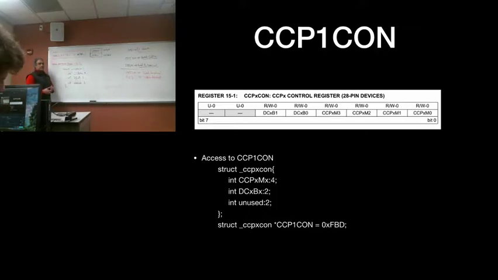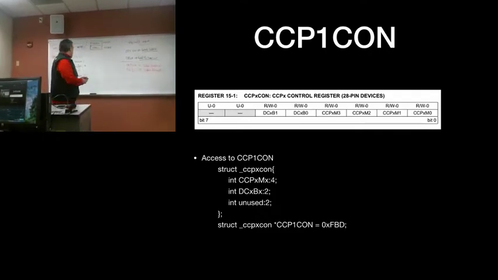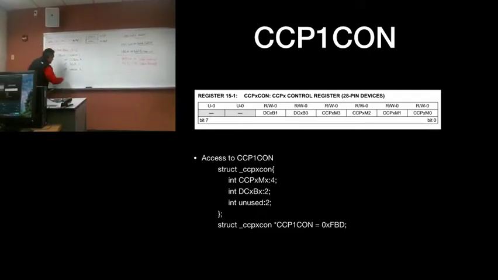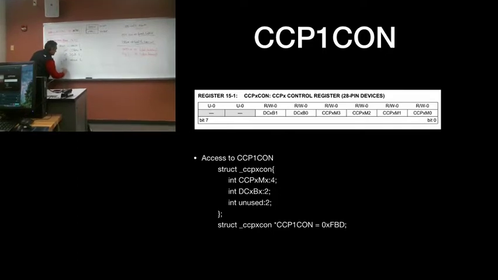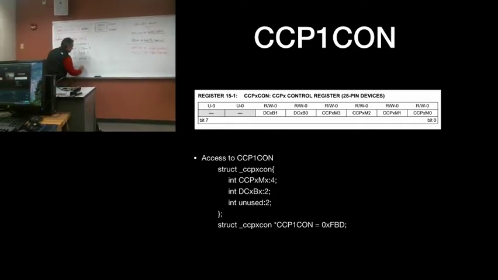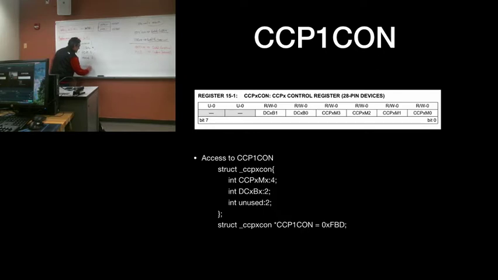So we got that. That is our just a little structure declaration. So we know what kind of structure we're going to have. And watch what happens next. We come here and we go struct, and we go underscore CCPX con, and then we go star CCP1.